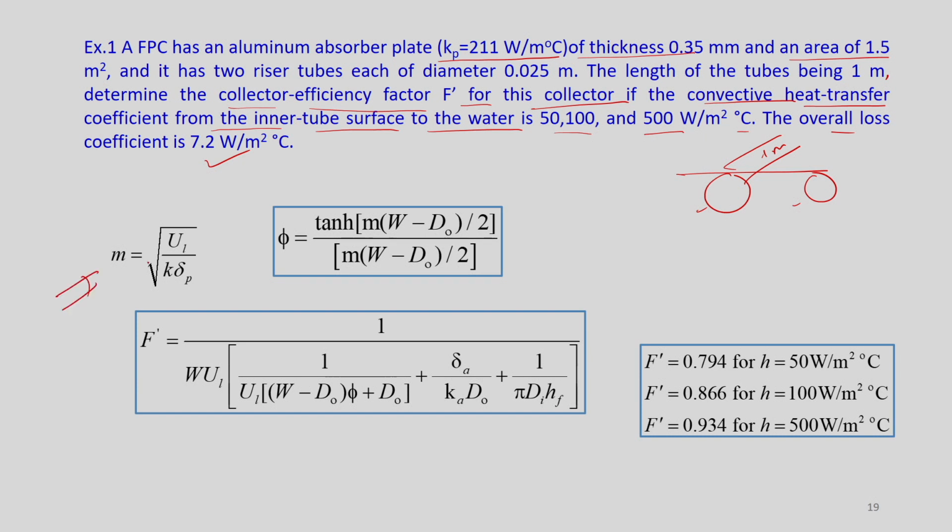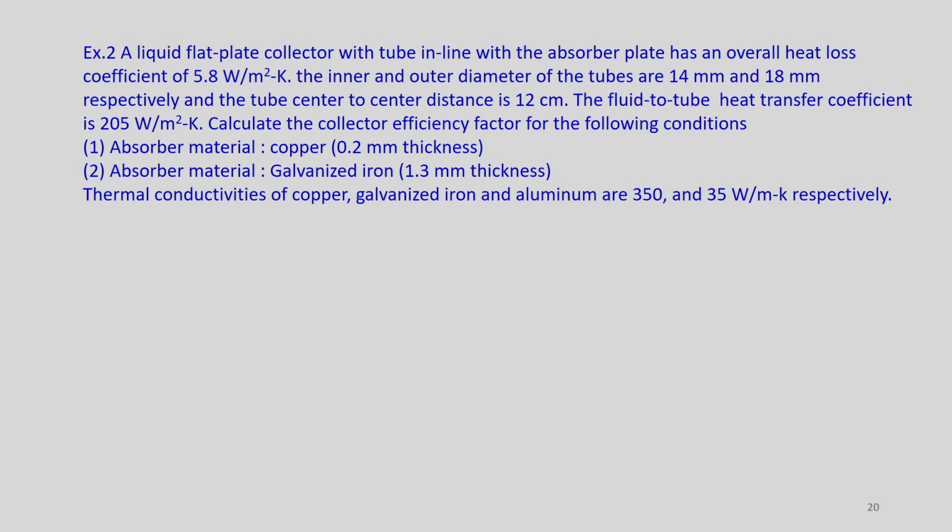We know the expressions for m, the plate effectiveness, and F dash or collector efficiency factor. Once we substitute those values, we get this kind of values. Once this heat transfer coefficient changes, you can see the change in F dash values. If we can increase this F dash value, of course, we can get higher useful heat gain. Maybe we can solve one more problem.